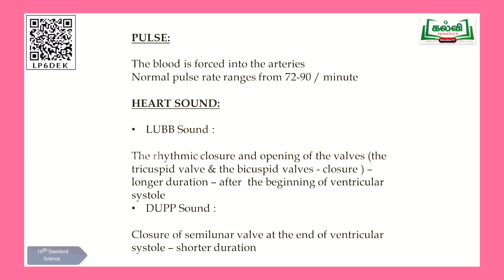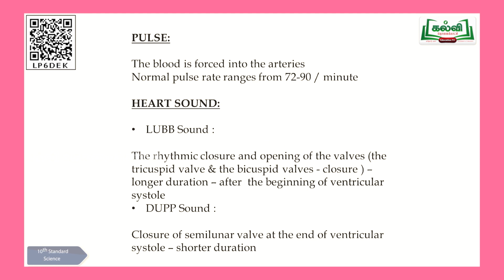Pulse and heart sound are both related to the heartbeat. Pulse is when blood is forced into the arteries. You know very well, people usually keep a finger on the hand, here in the wrist region, the forefinger will be kept, and they listen to the sound there using a stethoscope. When the blood is forced into the artery, the artery wall will be widened, the artery will be broadened. At that time you can read the pulse by keeping your forefinger on the wrist region. Normal pulse rate ranges from 70 to 90 per minute.